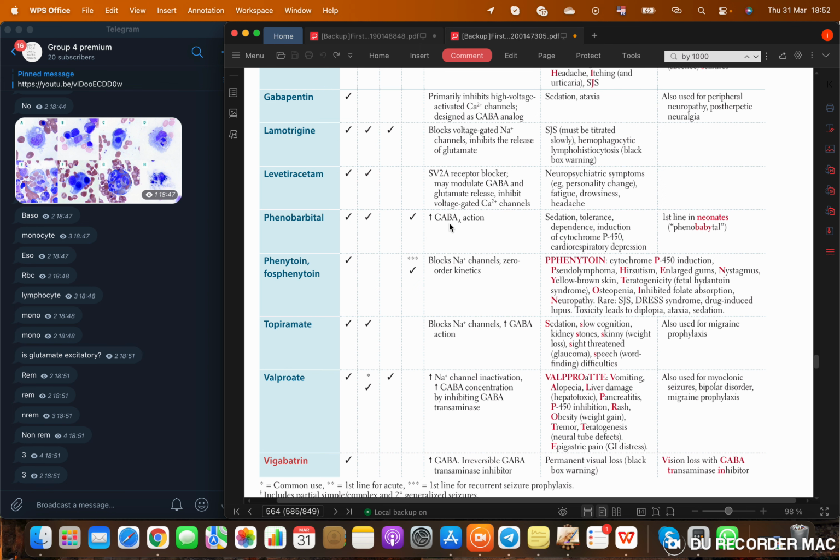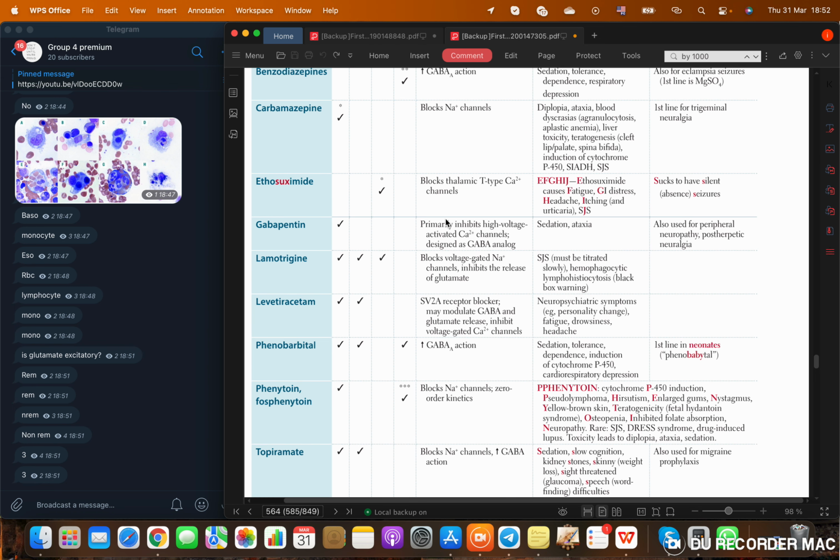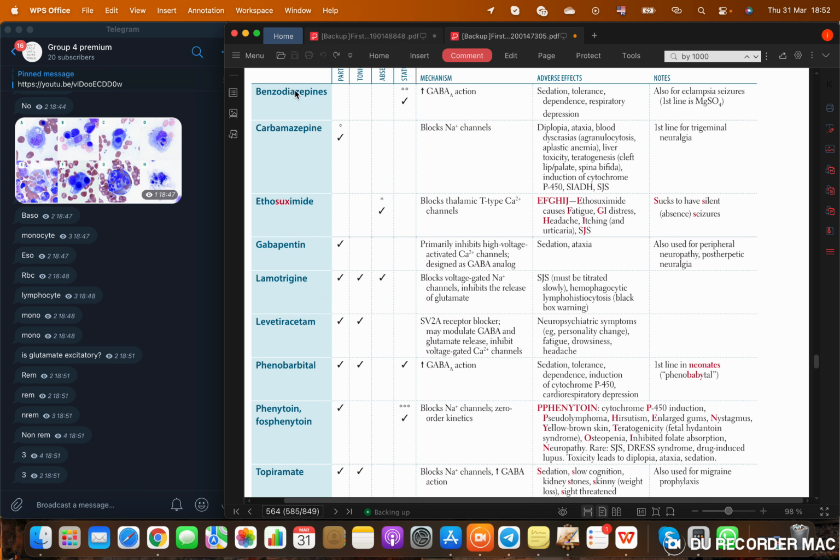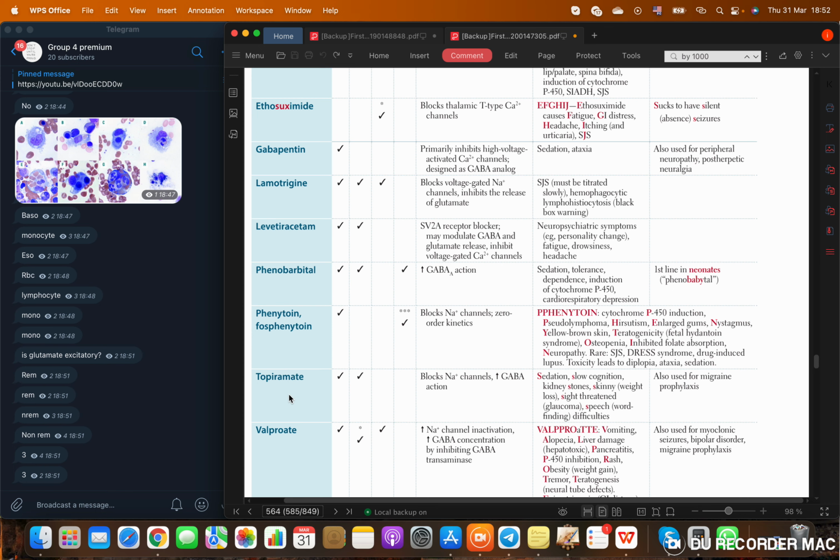Okay, increased GABA action by one mechanism that you will learn later, how it's different from the benzos. Basically, benzos help the chloride channel, which is the GABA channel, to have more frequency of opening, but phenobarbital increases the duration in which the chloride channel is open. Don't worry a lot about it. We will speak about it today.